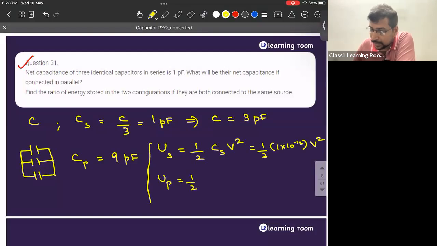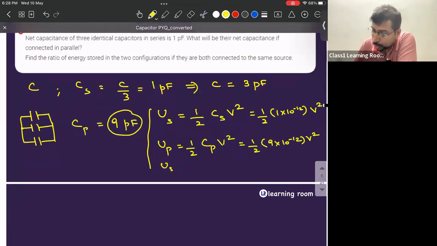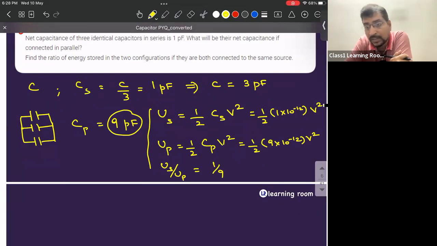Similarly, the energy in parallel is equal to half into Cp into V square, where Cp is the equivalent capacitance in parallel connection. What is the equivalent capacitance in parallel? It is 9. So 9 into 10 power minus 12 into V square. So when you do Us divided by Up, the answer comes out to be 1:9, because half and half cancel, 10 power minus 12 cancels, and V square cancels. So the answer will be 1:9. Is that point clear? So Us divided by Up will be 1/9.